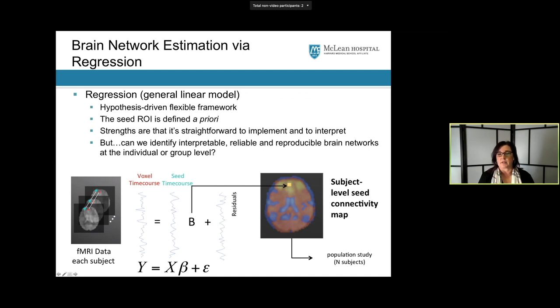You get a subject level seed connectivity map that shows the different voxels in the brain that may be connected with your seed region of interest. But can we use these maps to identify interpretable, reliable, and reproducible brain networks at the individual or group level?